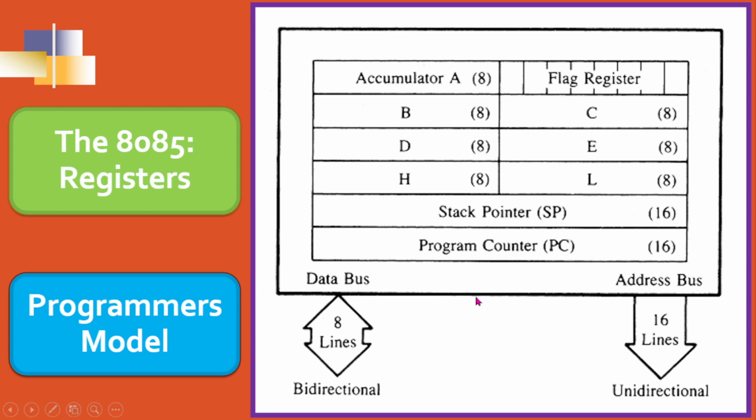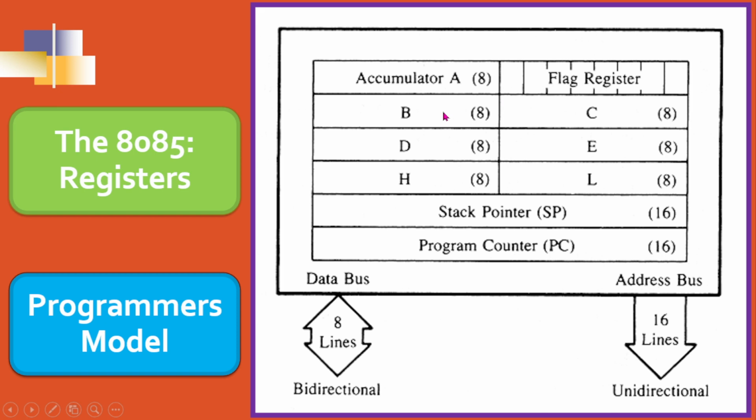Before the programming, the programmer's model, which means the registers available to the user of the 8085 microprocessor. Since it is an 8-bit microprocessor, we have an 8-bit accumulator, which holds one 8-bit number, and the result will also be stored in this accumulator. This is register A. We have a flag register to know the status of the ALU.